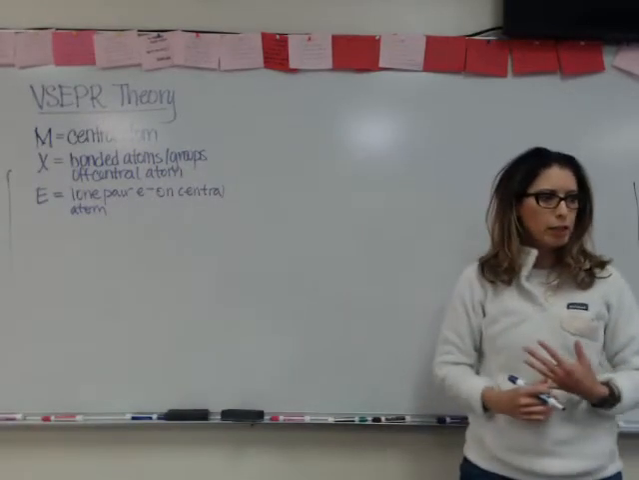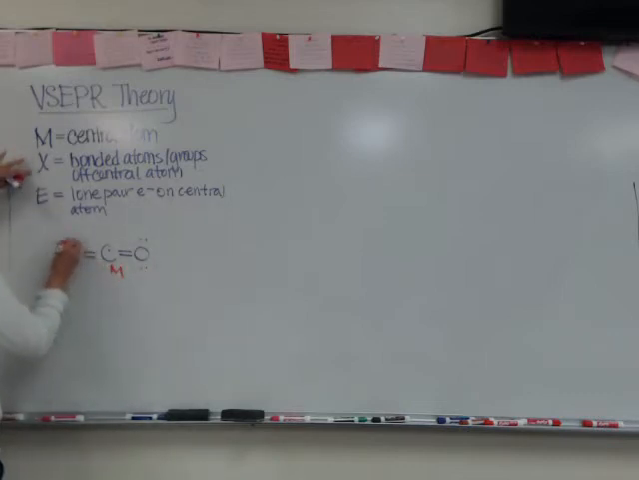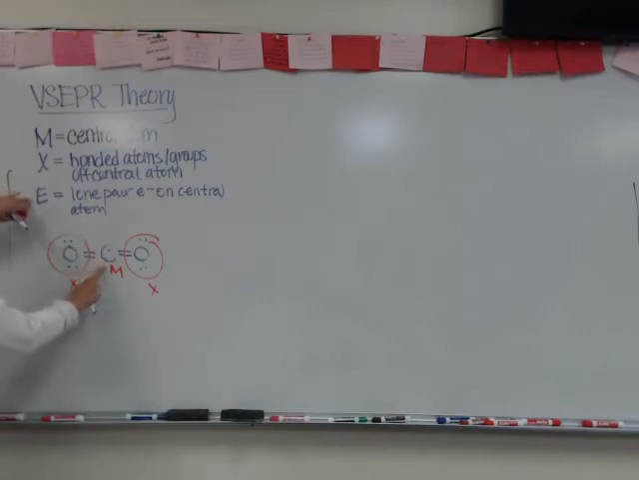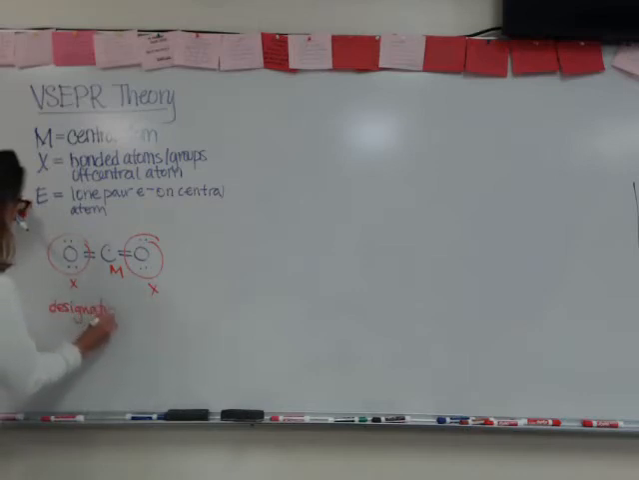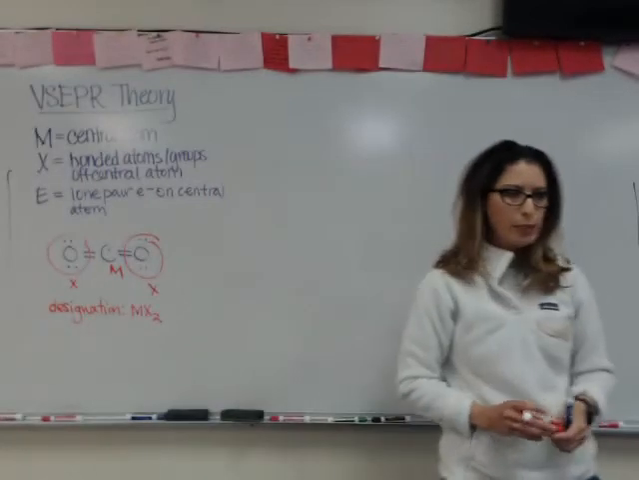Okay? So if we're looking first at carbon dioxide, CO2, it looks like this. I'm going to put an M on my central atom, which is my carbon. I have two groups bonded. It doesn't matter if these are single bonds, double bonds, or triple bonds. I have two groups bonded to the central atom, and those are my X's. I don't have any lone pairs of electrons on my central atom, so I don't have any E's. So my designation here is MX2. When your designation is MX2, your shape or your geometry is going to be linear.